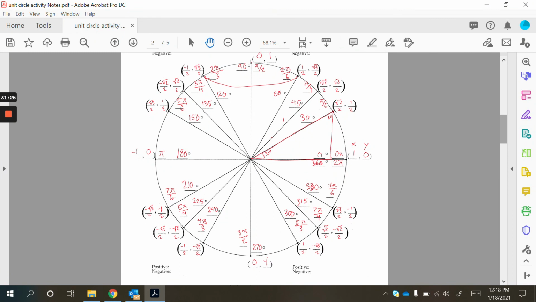I hope this helps you to understand more in depth the unit circle and where it came from. So good luck.